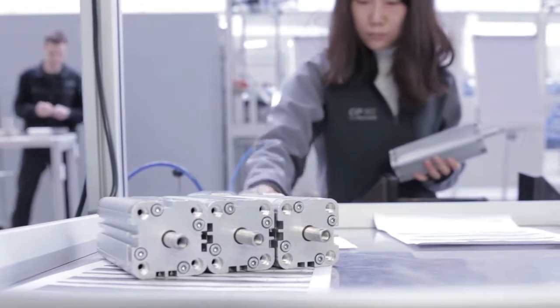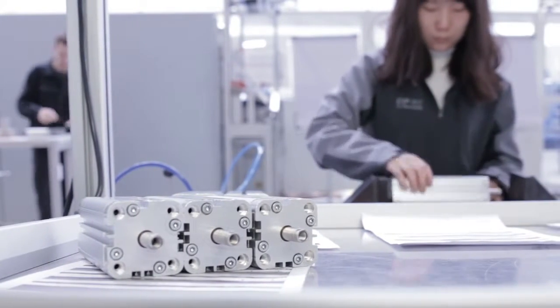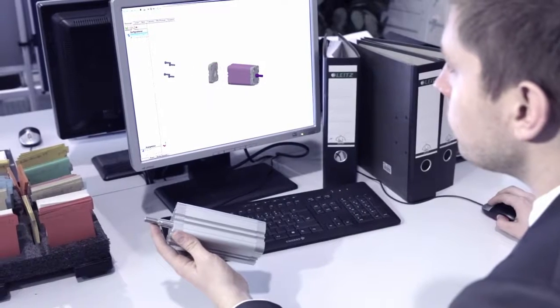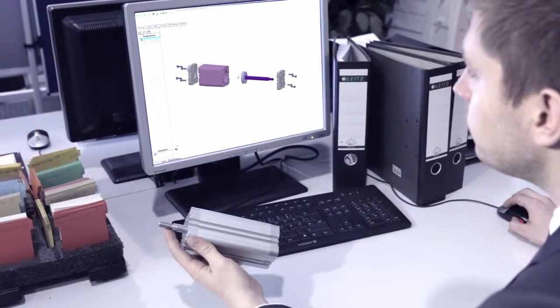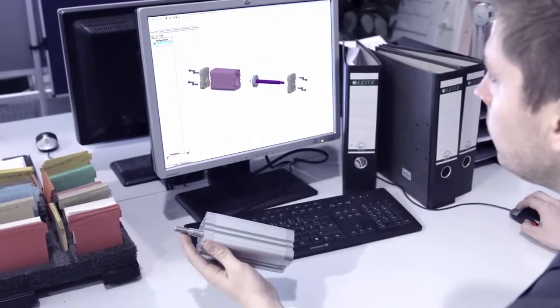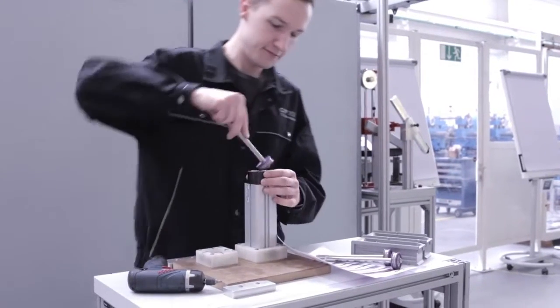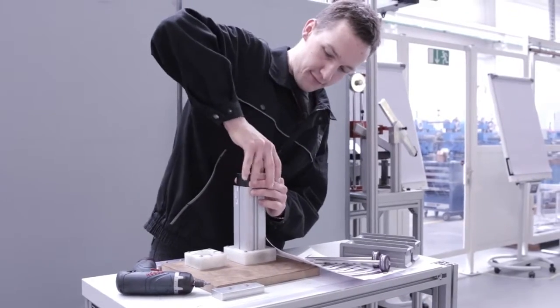The to-be-produced product serves as the foundation for the design of a continuous flow production, in this case, a multi-piece pneumatic cylinder. The individual components are mechanically manufactured and thereafter assembled to the final product.